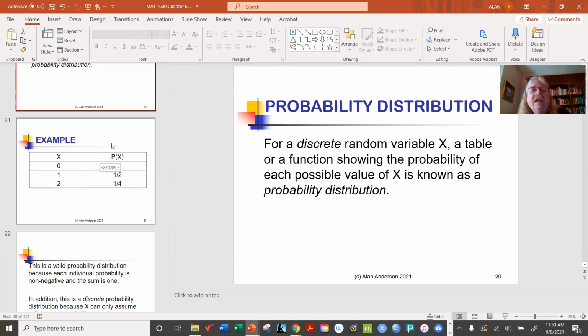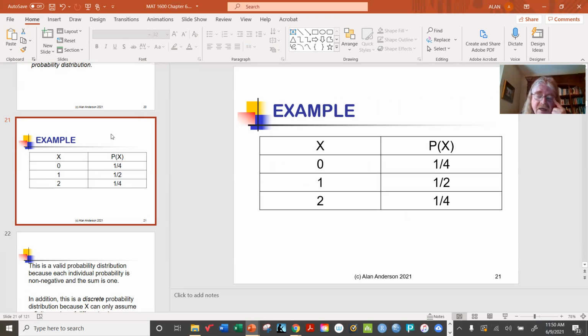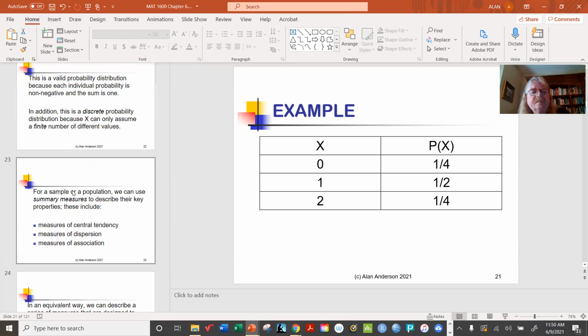Okay. And our case with the dice rolling is, of course, a perfect example of a discrete random variable with a discrete probability distribution, which we've seen before.